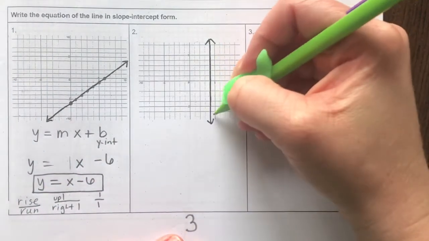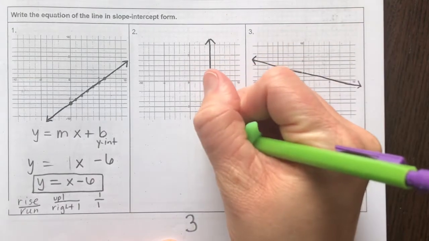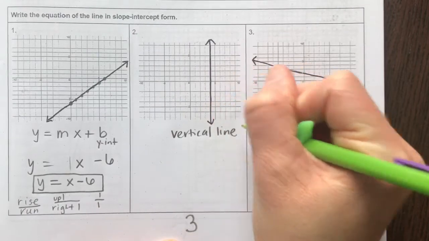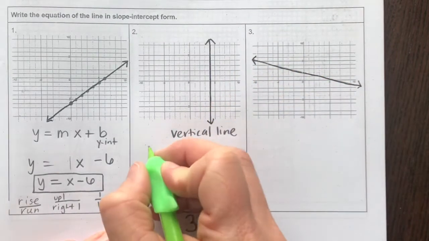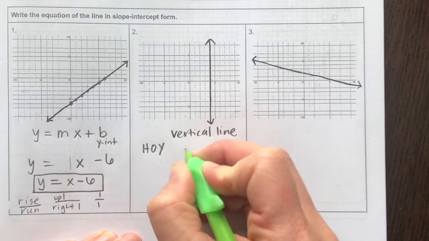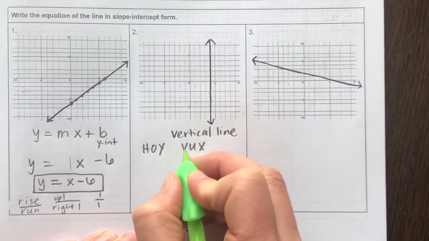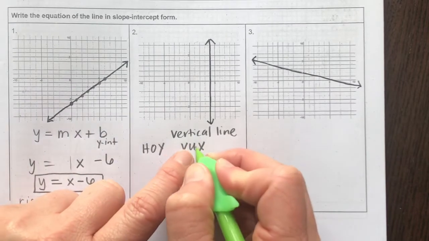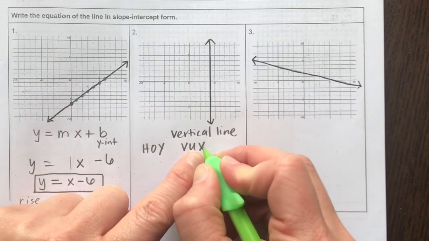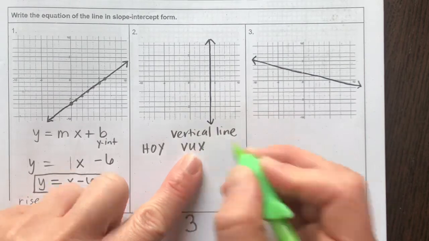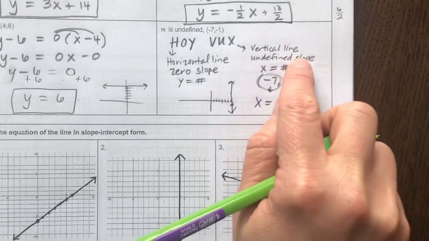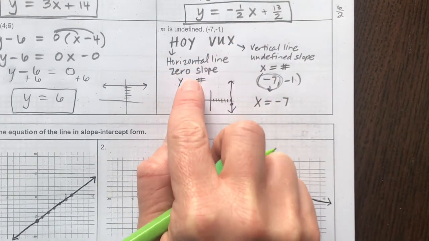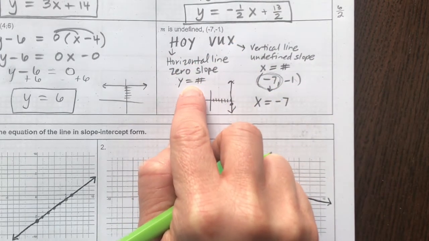Now in this picture here, I see that we have a vertical line. And for a vertical line, I have a phrase to help me with that: HOVU. The VU of this phrase means vertical lines have undefined slope and they are the equation x equals a number. And I actually showed that in a previous video. So HOVU, HO is horizontal lines, have 0 slope, and their equations are y equal to a number.